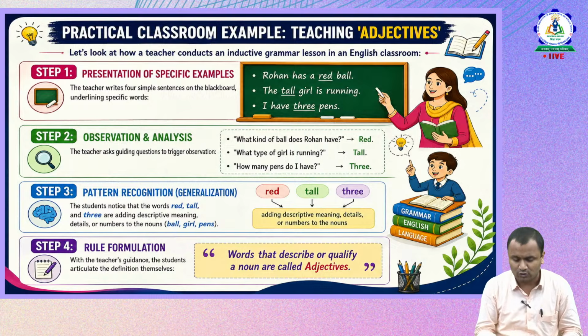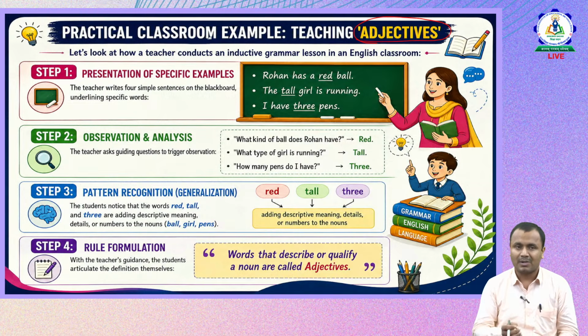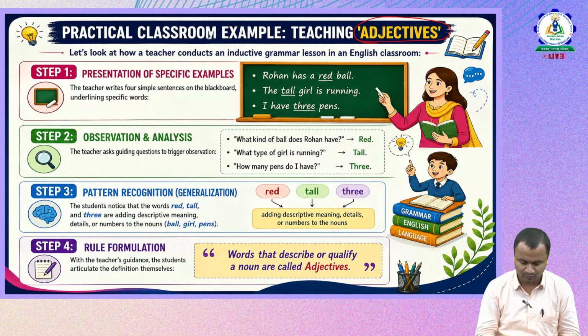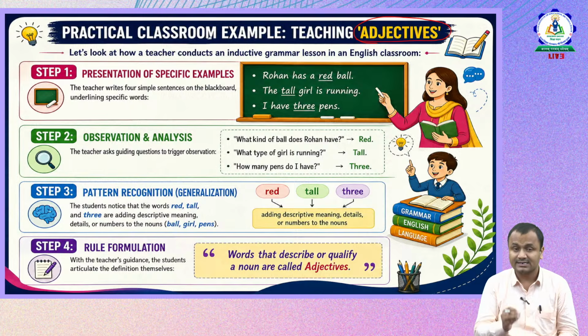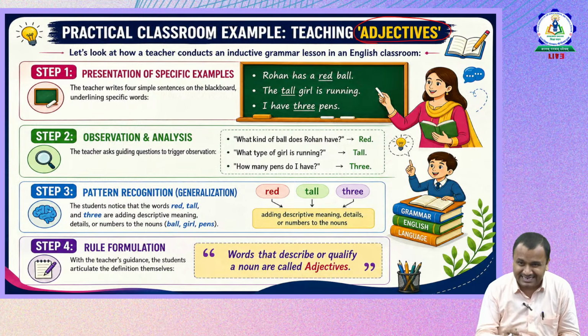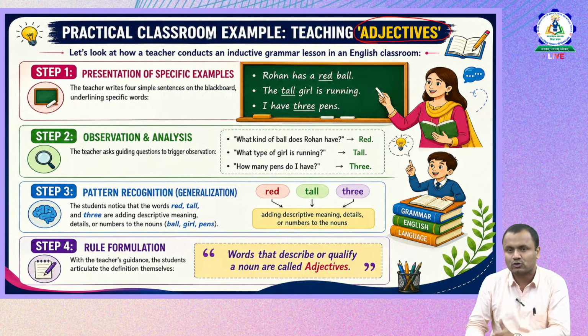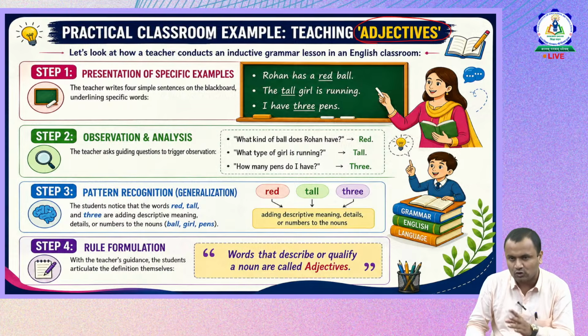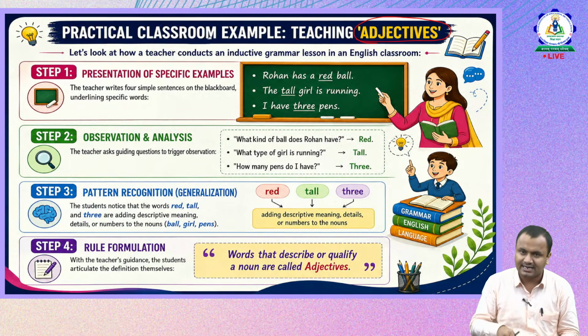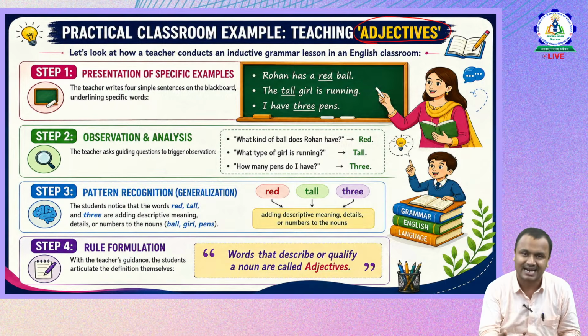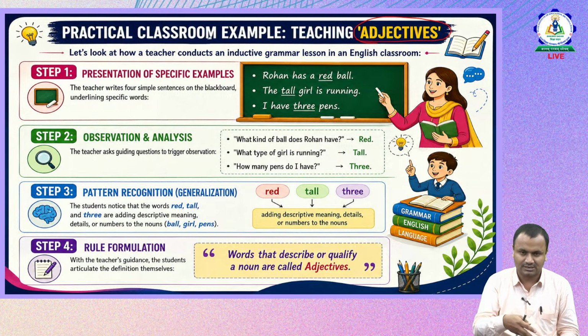Let's see the example of how we teach through inductive method in the classroom. Let's say we have to teach the topic adjectives in the primary classroom by using the inductive method. What will we do? Step 1, we have to present specific examples, various examples, and we have to plan them in a way that they lead to the desired outcome, that students would be able to find out that there is a certain group of words which are used to describe something or to add some specific quality to the particular content.